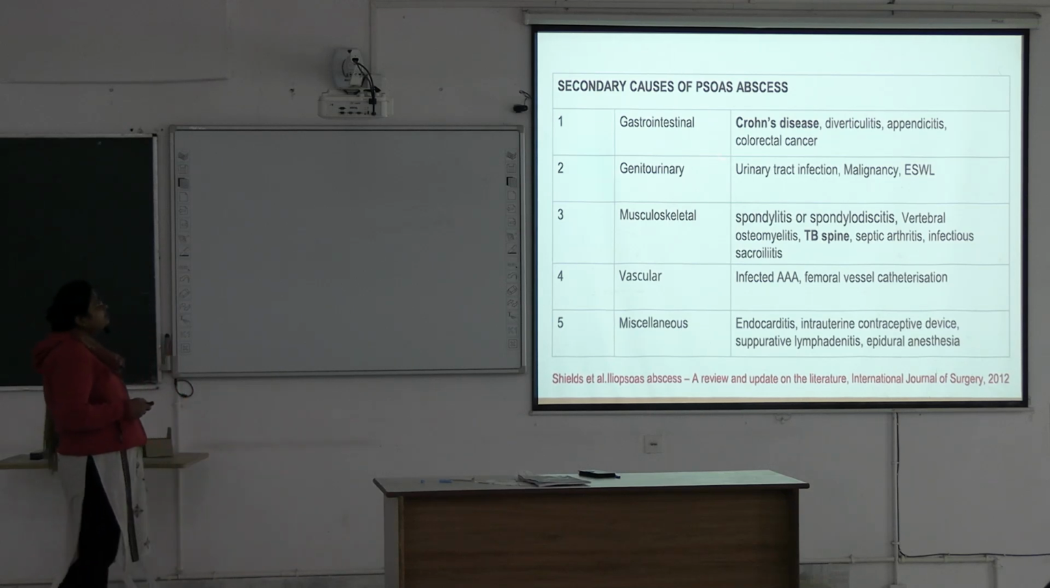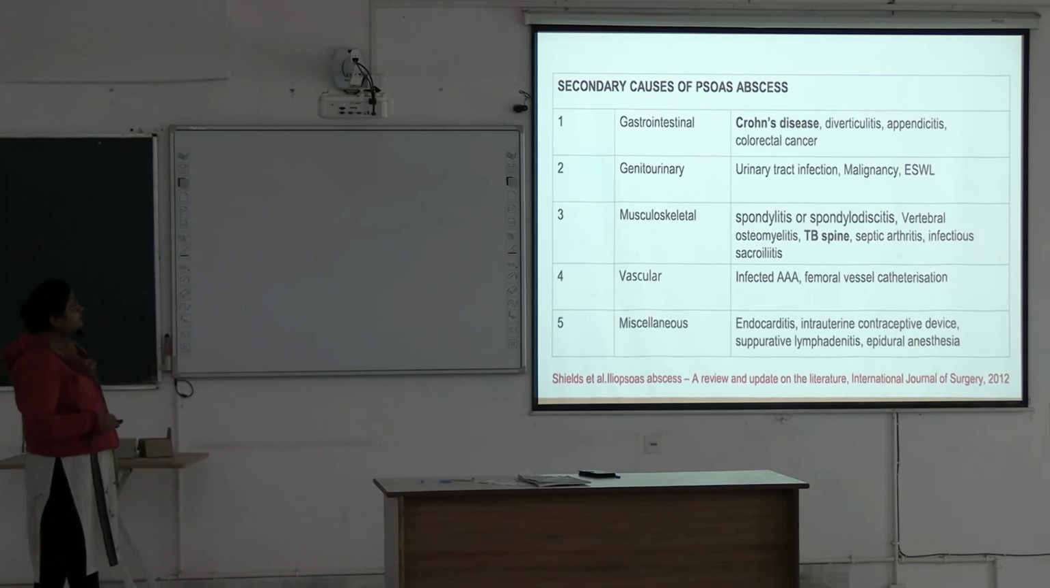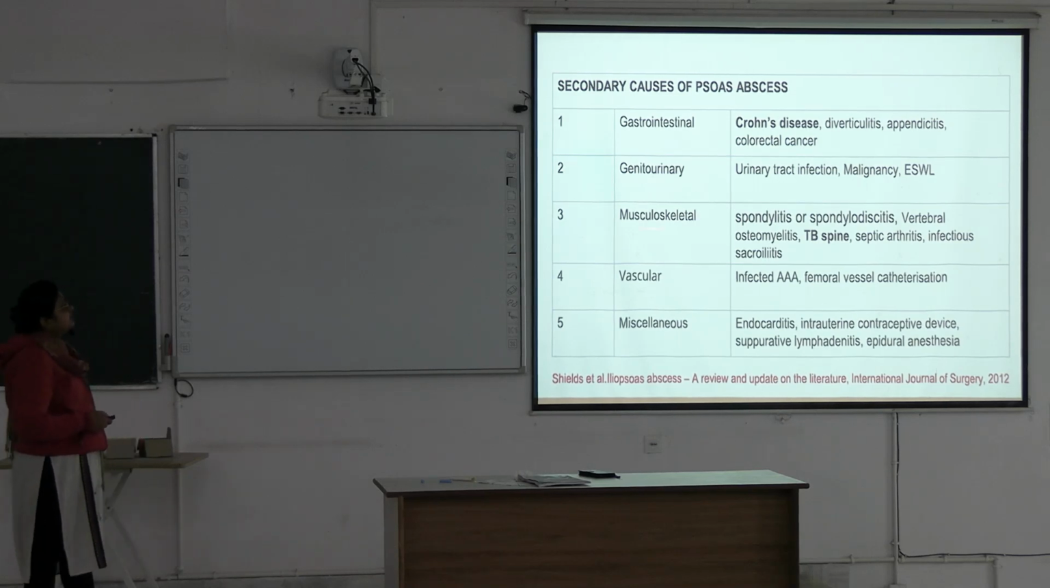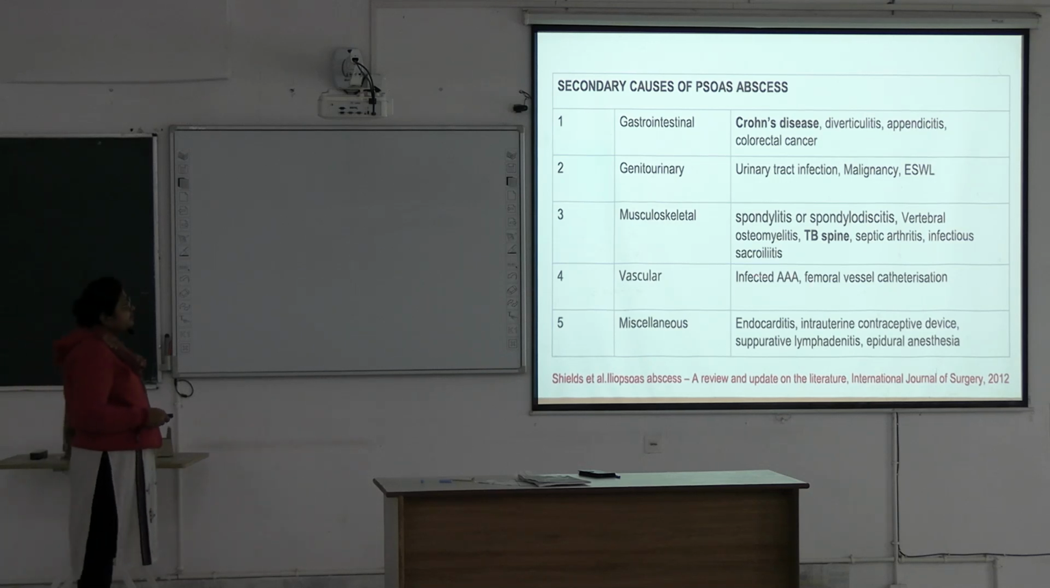What are the secondary causes of psoas abscess? These are the main causes, divided into these divisions. Gastrointestinal causes like Crohn's disease, diverticulitis, appendicitis, colorectal cancer can spread to iliopsoas abscess. Then there are genitourinary causes: urinary tract infection, malignancy, ESWL. This is also an infection of the kidney.